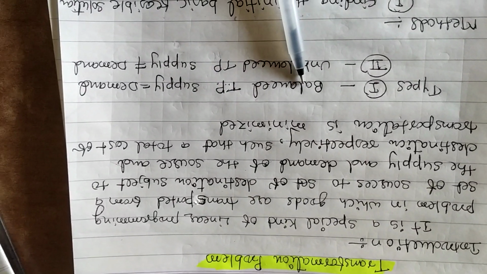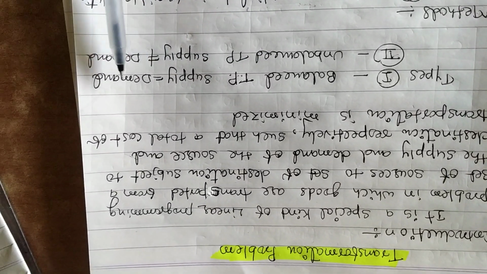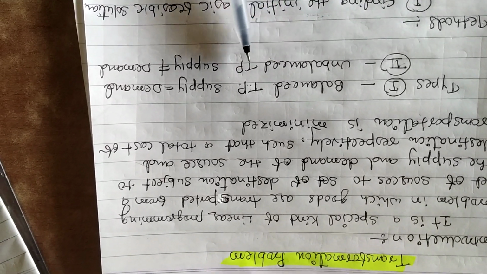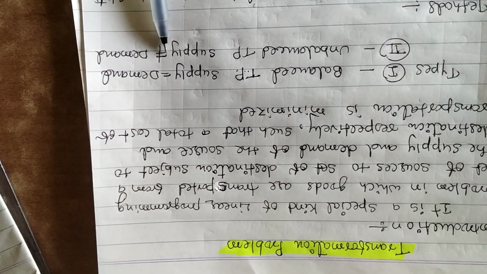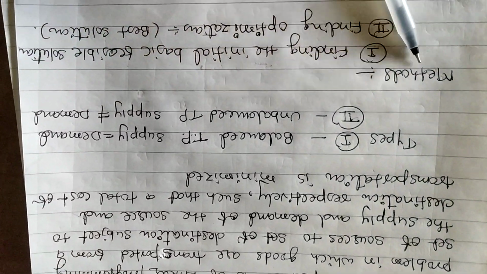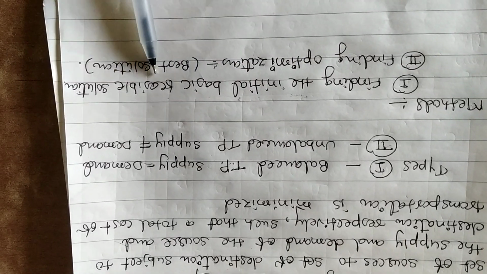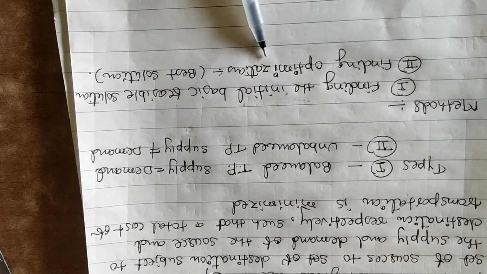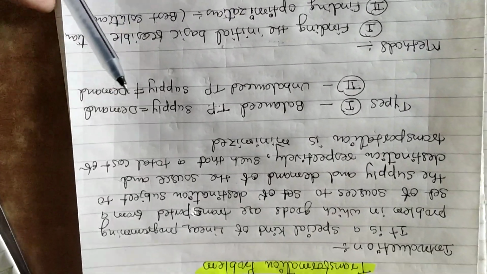There are two types. The first type is the balanced transportation problem, where supply is equal to demand. The second type is the unbalanced transportation problem, where supply is not equal to demand. There are two methods. The first method is finding the initial basic feasible solution, and the second method is finding the optimization. Optimization means finding the best solution.